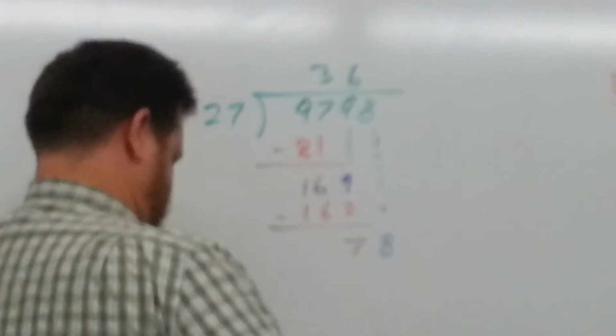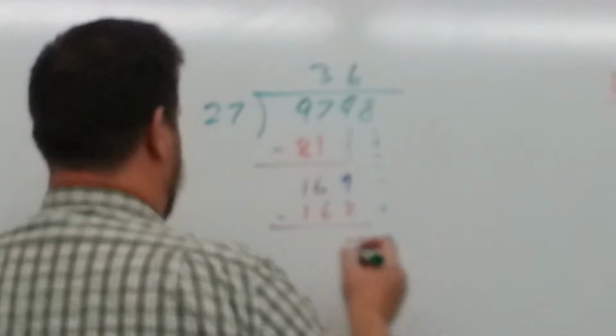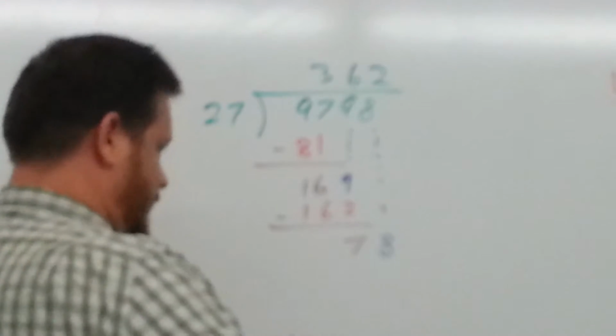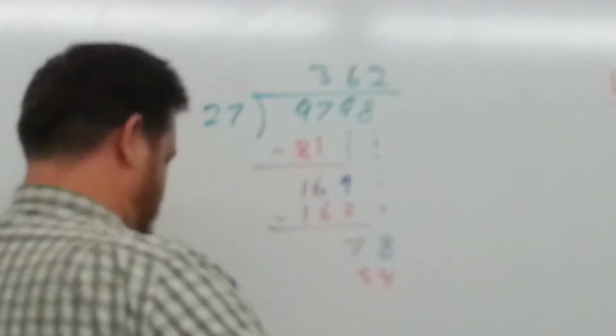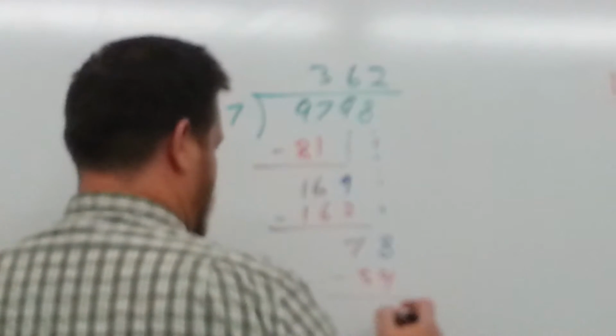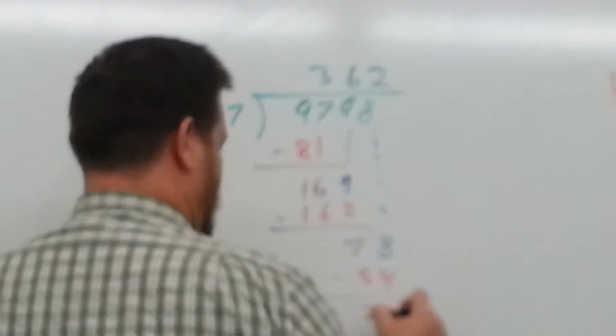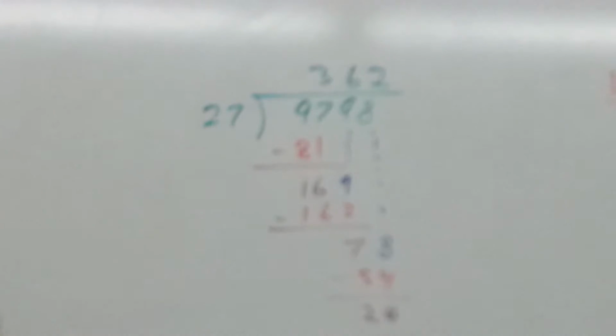It goes in there twice. So I write the 2 up there. Then I multiply 2 times 27, which is 54. Then I subtract 54 from 78, which is 24.